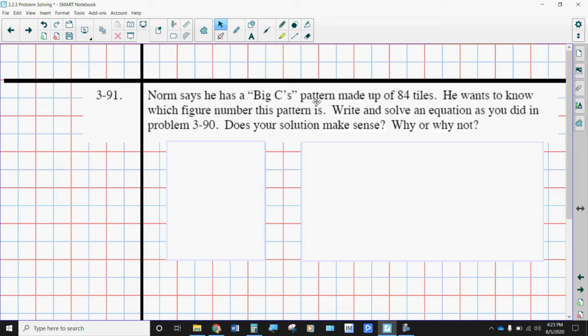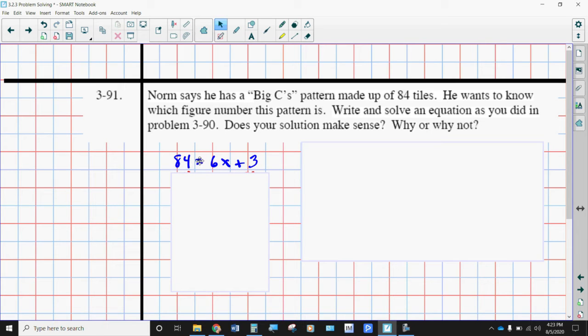Norm says he has Big C's pattern made up of 84 tiles. He wants to know which figure number this pattern is. Write and solve an equation as you did in problem 90. Does your solution make sense? Why or why not? Okay, so in this situation, we've got 84 tiles, right? So we're going to plug the 84 in. So instead of y equals 6x plus 3, we'll say 84 equals 6x plus 3. Go ahead and solve this equation, and then write out a little statement. Does this make sense? Why or why not? Do you like the answer, or is the answer not okay? Okay, go ahead and pause. I'll pause as well, and decide what you think.